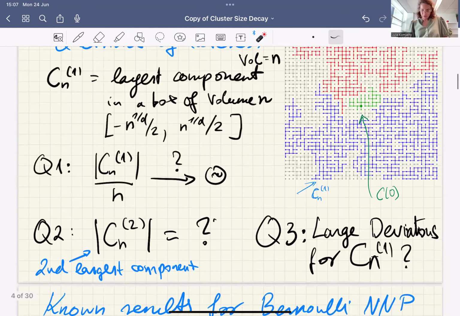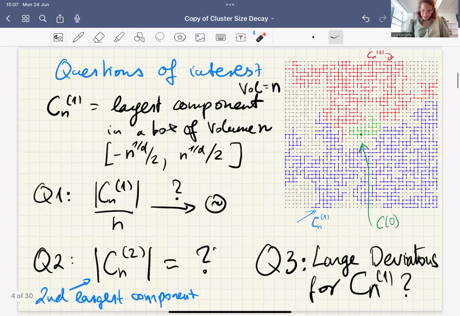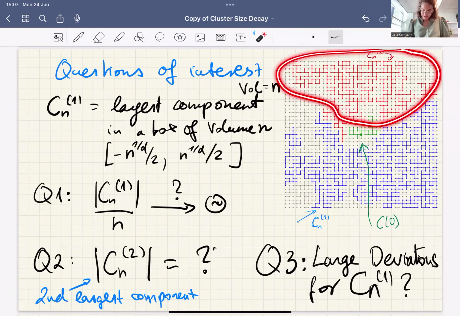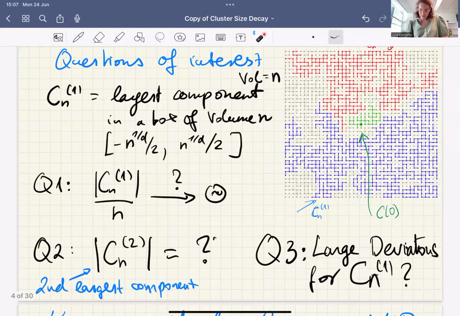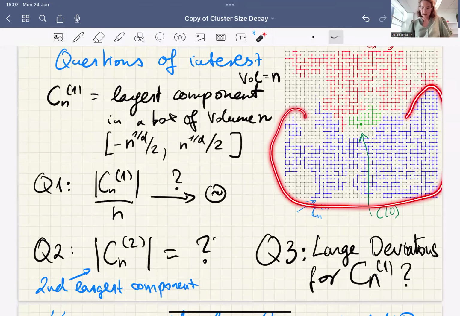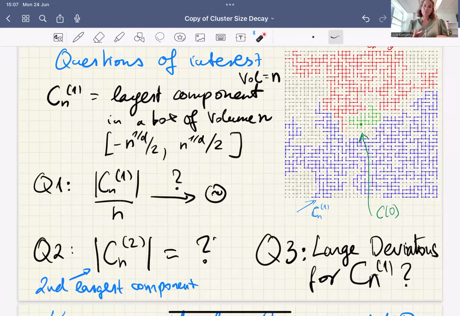The second question you can ask: what does the second largest component in a box look like? That's this red one here. This is also fairly big, but how big can it be? The third question is about large deviation events for the giant. How rare is it that the giant is too small? Here I also highlighted a fourth question that I didn't write, which is about the component containing the origin. How big is that? Is it always infinite? What is the probability that it's large if it's not infinite?